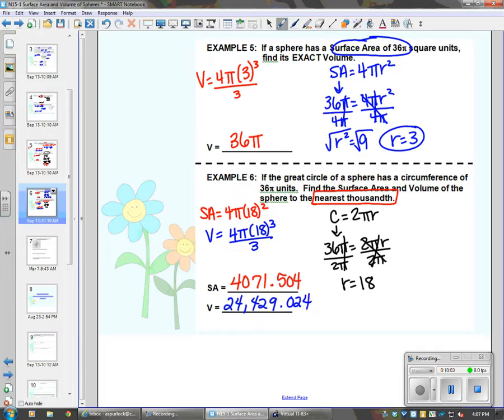Please do pay attention to how we ask you to round. If we say to the nearest tenth, you would just have one decimal place. Nearest hundredths would be 2, and nearest thousandths would be 3. Okay?